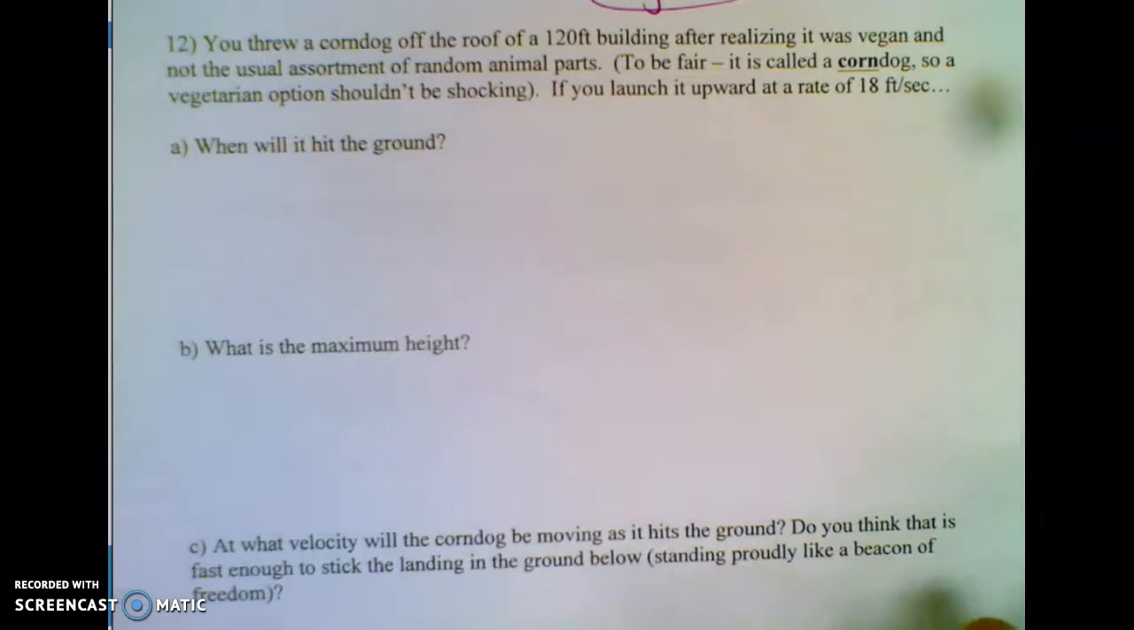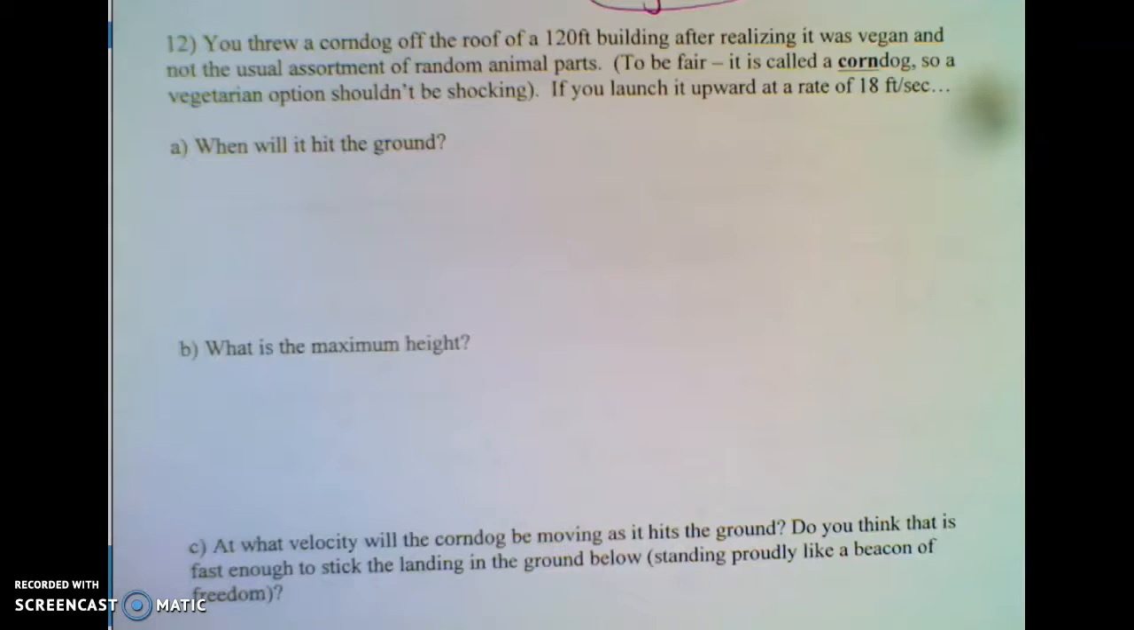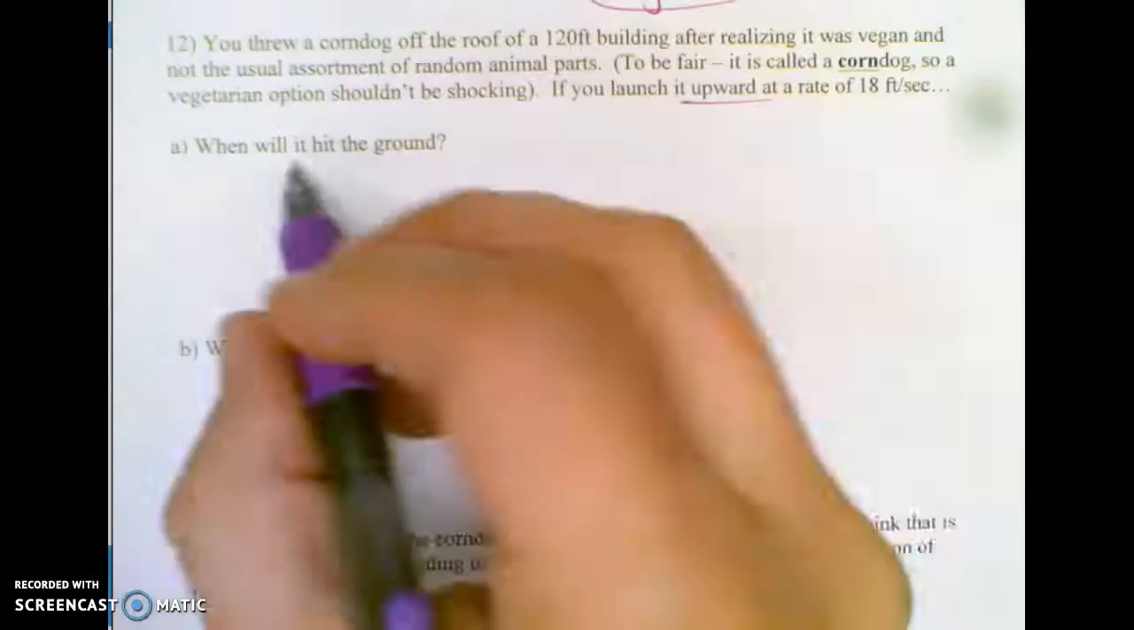Alright, now we get this thing. You threw a corn dog off a roof of a 120-foot building after realizing it was vegan and not the usual assortment of random animal parts. To be fair, it's called a corn dog, so vegetarians shouldn't be shocking. If you launch it upward at a rate of 18 feet per second, when will it hit the ground?